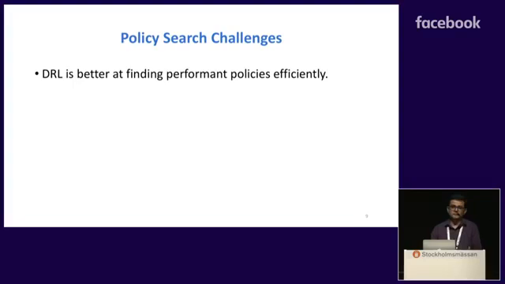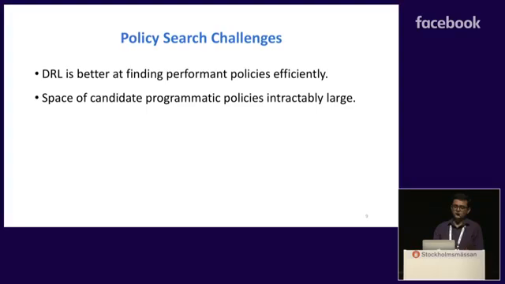But DRL is better at finding performant policies than many other methods, especially than finding programmatic policies directly. And there are two reasons for this. The first one is that the space of candidate programmatic policies is intractably large. It's of course uncountably infinite, but even the space of good programmatic policies is infinite, and the dimensionality of this space grows exponentially the moment you consider even reasonably complex environments.